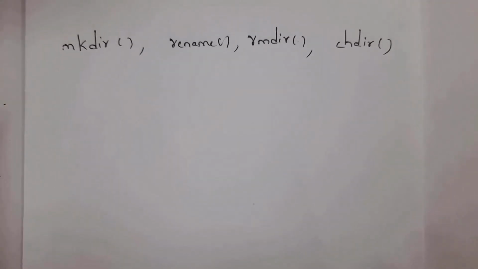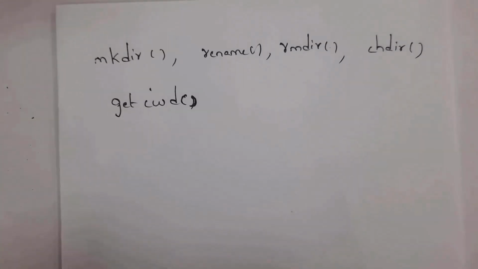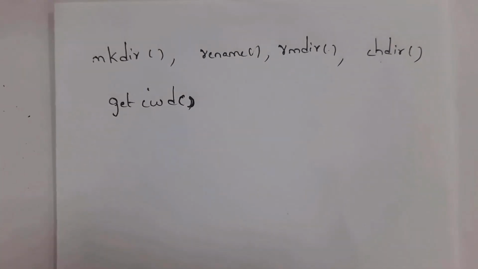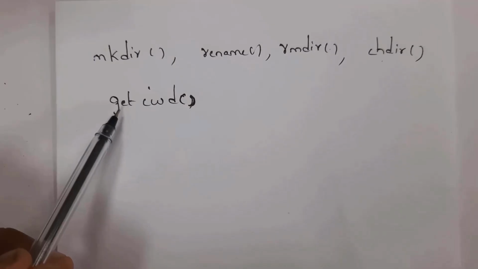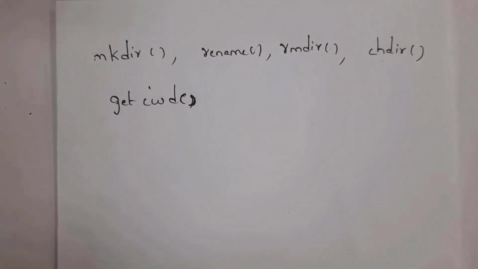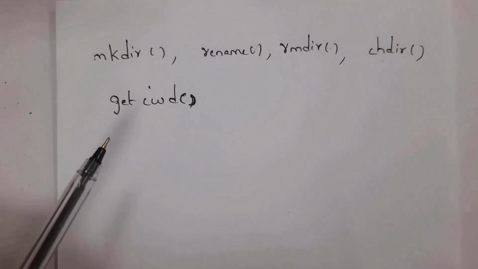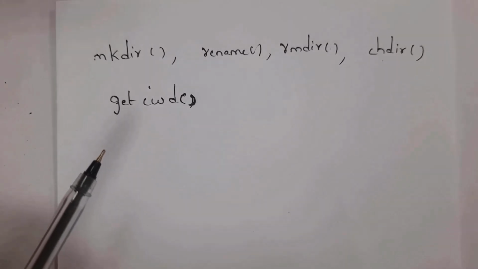And next one is chdir. That is nothing but change directory. I want to change the location where the file is going to be saved. So in order to change location, you need to use the chdir function. And next one is the getcwd function. That is nothing but get current working directory. Where my file is going to be saved, it will display that location. By using the getcwd function, we can find the location where my file is going to be saved.